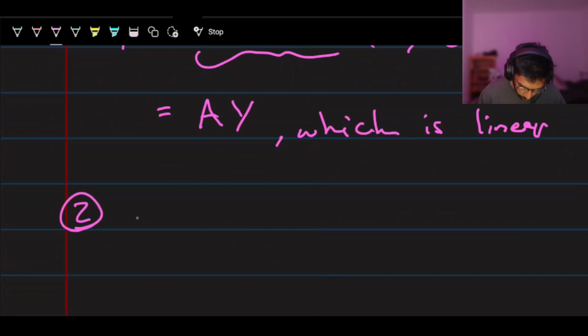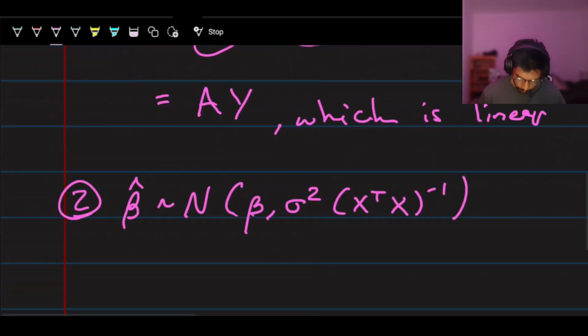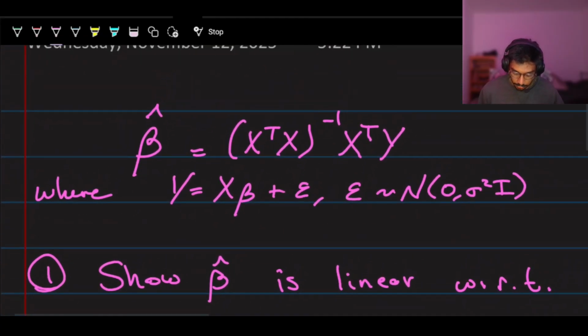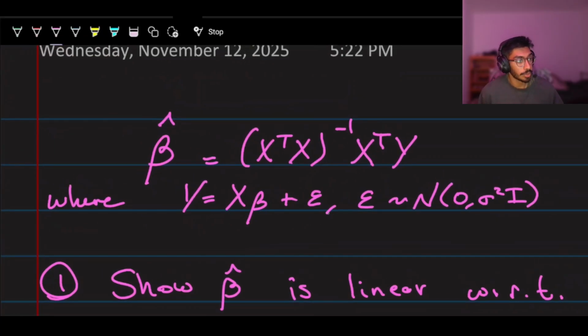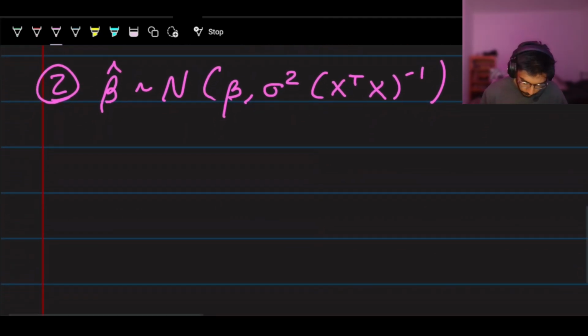Next, we want to show that our distribution follows the following normal distribution. So, given our y is a linear transform of x with some parameter epsilon, that has epsilon normally distributed around mean zero and variance matrix sigma squared times the identity, our least squares estimator will be distributed like this. So first we want to show the mean.